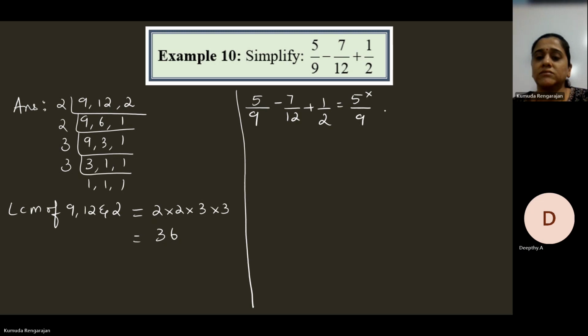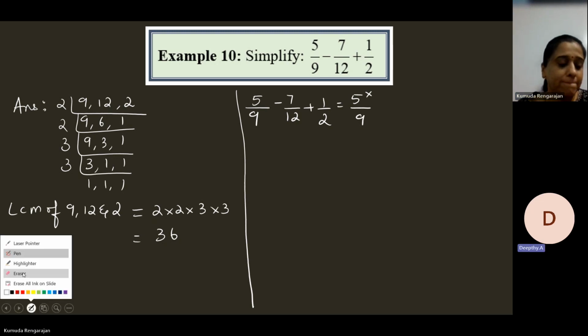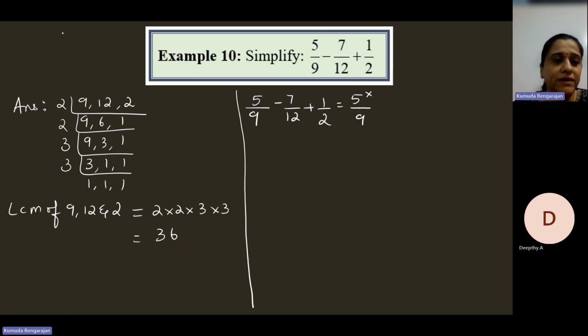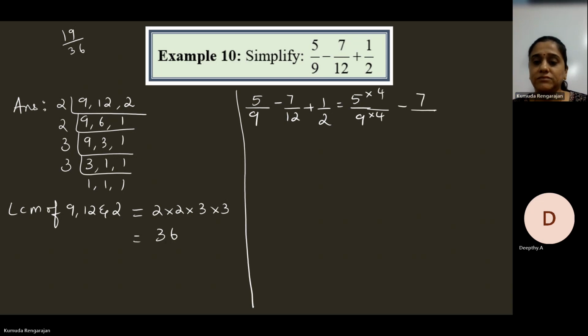Mom, I got the answer. Yeah, what's the answer? 19 by 36. Okay, now tell me, see the LCM is 36. So we need to multiply the numerator and denominator by 4. For the next one, Satakshi. And Santosh for the last one.